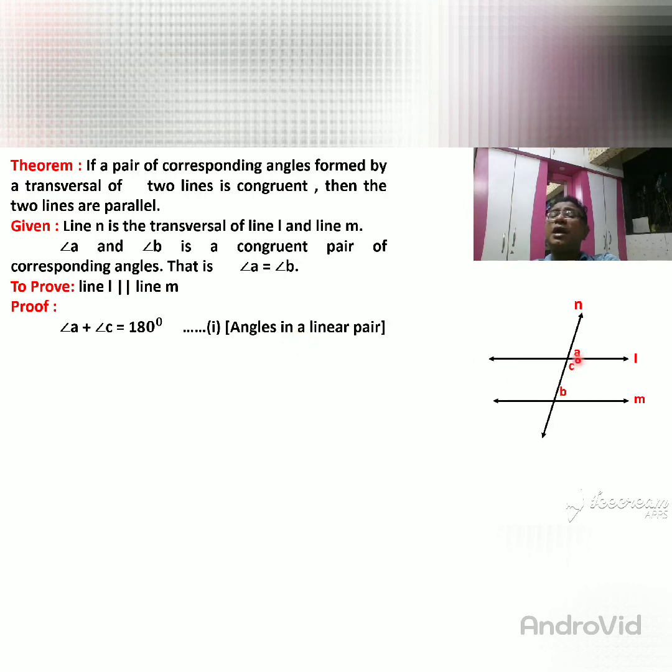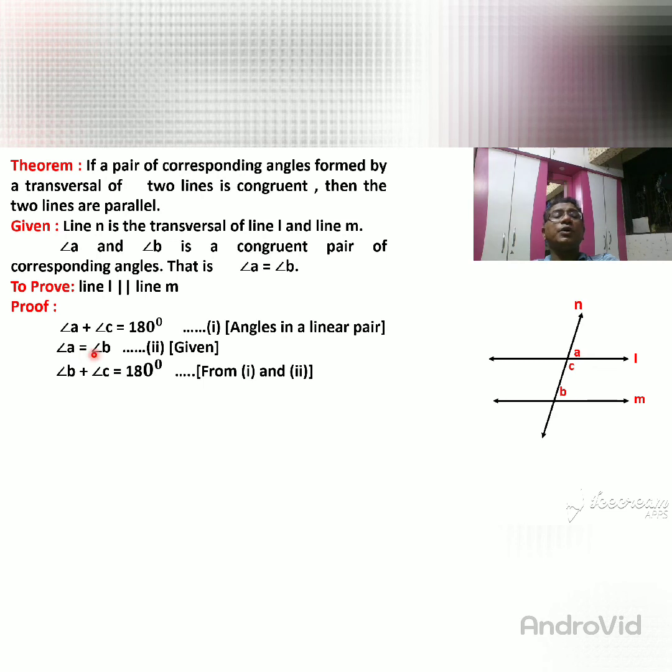Then see, A and C is 180 degrees, linear pair, but this angle A and this angle B are equal, as given. So here we write what is given to you: angle A is equal to angle B, given. So instead of A, we can write B. What do you get here? You get angle B plus angle C is equal to 180 degrees.